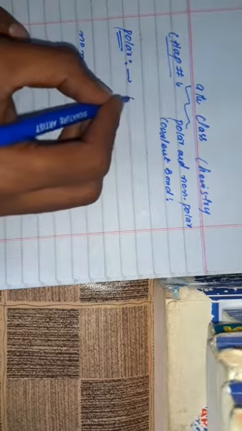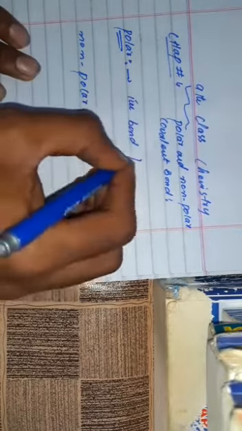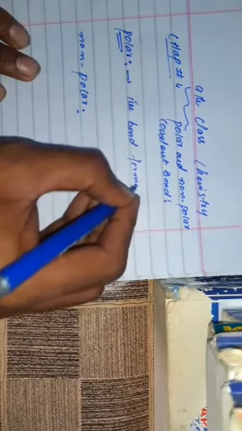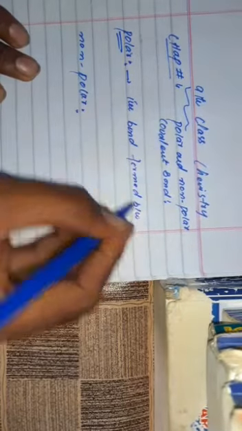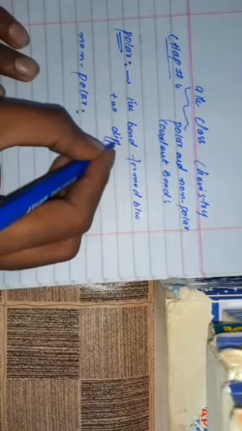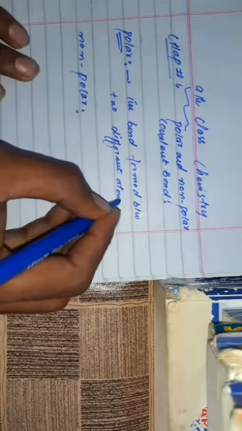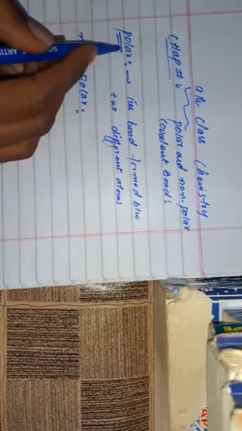Well, the very best concept of polar is the bond formed between two different atoms is called polar covalent bond. Well, the covalent bond formed between two different atoms.